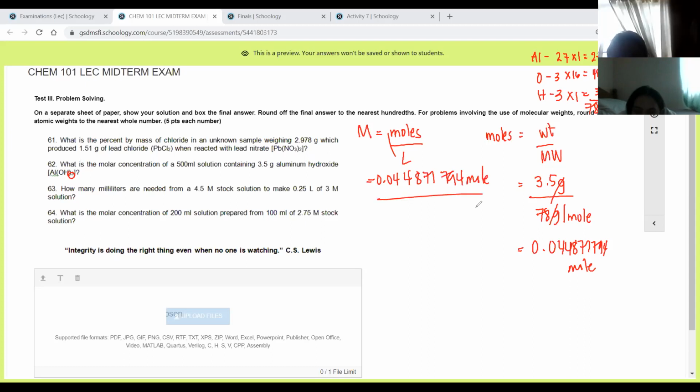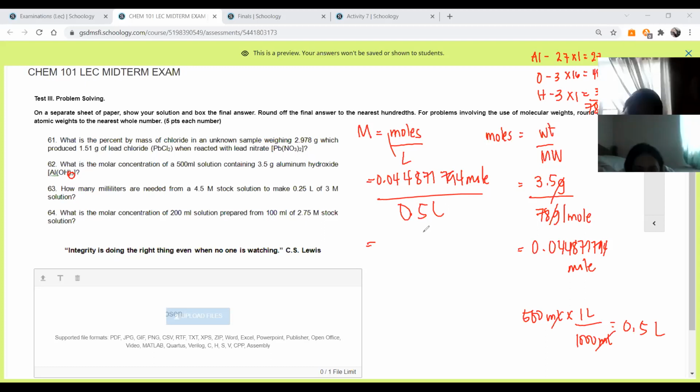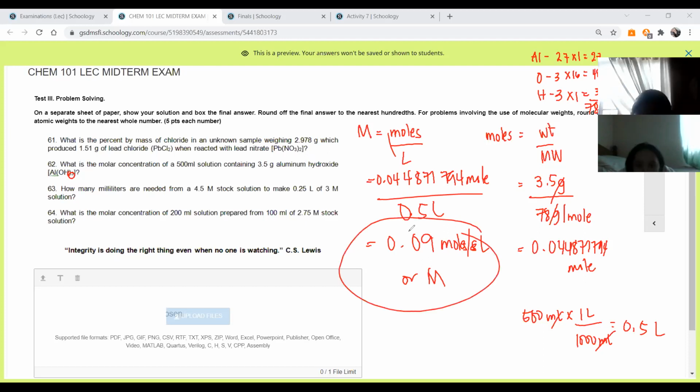And then we divide it by the liters. What is again the given? 500 ml. You just have to convert 500 ml to liters. So this one is 0.5 liters. Divided by 0.5. What's my instruction? 2 decimal places, nearest hundredths. So when it says nearest hundredths, that will be 2 decimal places. So 0.09 moles per liter, or simply capital letter M. Okay, questions? I have also considered answers that are near 0.09.